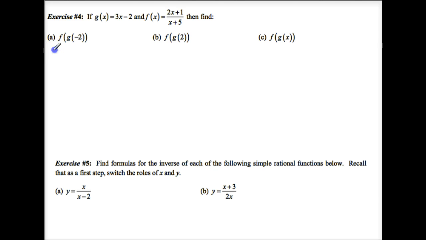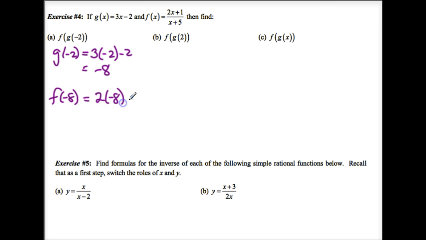So the first thing I want to do is g of negative 2. I'm using my g function. Wherever I see x, I'm replacing it with negative 2. This works out to be negative 8. And then I want to go find f of negative 8. So this becomes 2 times negative 8 plus 1 over negative 8 plus 5. You put this identical in the calculator, you should get your final answer as 5.